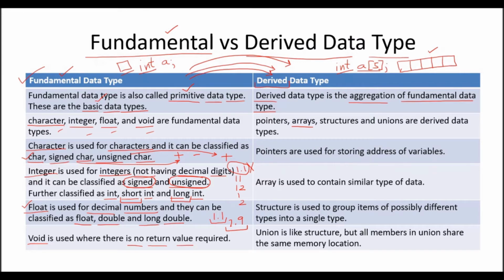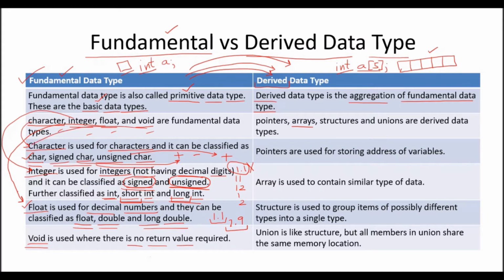So void is there, your void main, and multiple functions even work with the void. If I sum up this, so this one is the character which we have discussed, having the char, signed character, unsigned character. Then integer we have discussed, where we are having your int, short int, long int, as well as signed int, unsigned int. Then we have discussed the float.